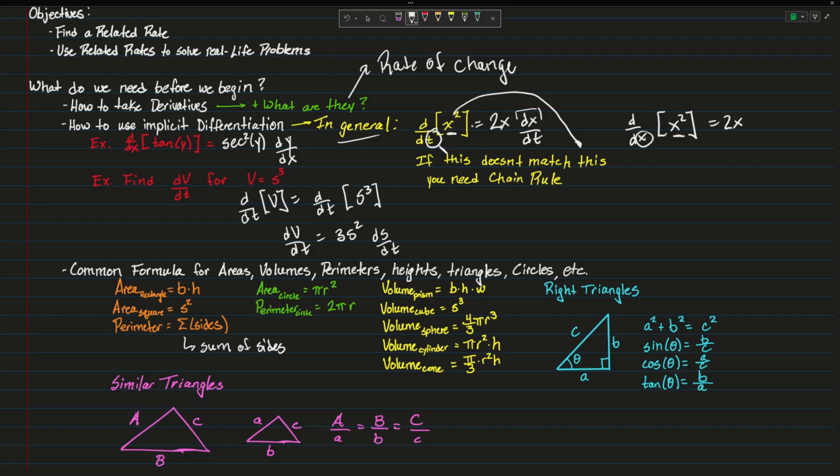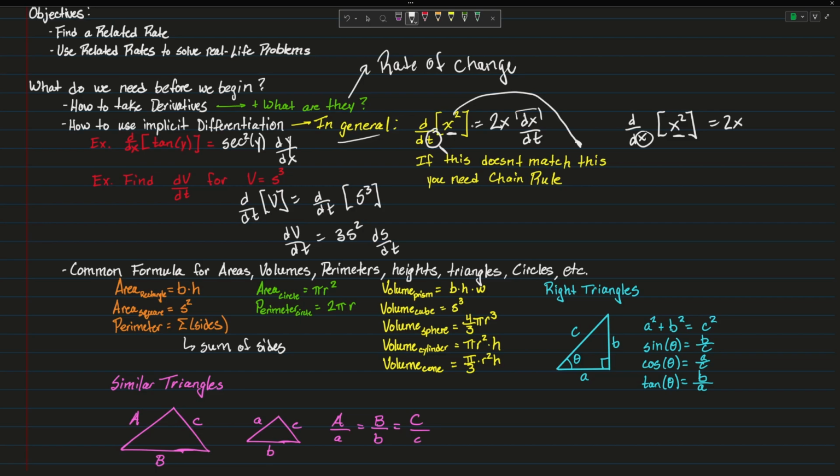You don't know what that is yet because you don't know what it looks like. But if you're able to do that, you're able to find related rates. It gets more complicated than that, but that's basically it. Besides that, there's some formulas, volumes, whatever, that you just need to know. And there's a list of them, and you can read through it.